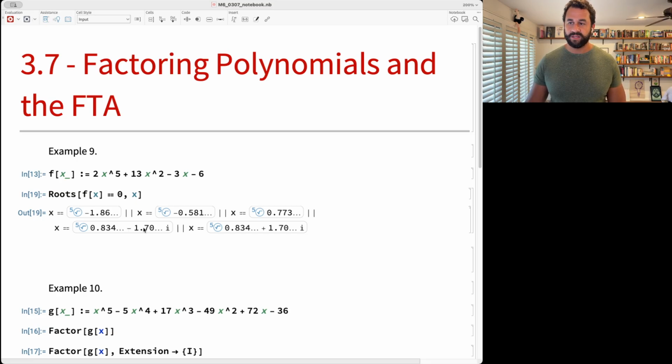It's 0.834 blah blah blah minus 1.7 blah blah blah I, 0.834 blah blah blah plus 1.7 blah blah blah I, because these two are conjugates. That's the conjugate pairs theorem in action, because look, all of these coefficients are real numbers. So that means if even one of these zeros has an imaginary part, then its conjugate must also be a zero. But again, this is a situation where this polynomial, which looks pretty simple, has no rational roots.